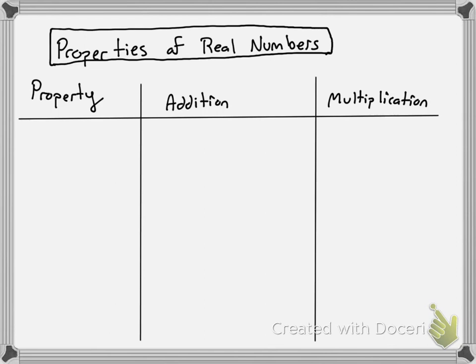Lastly, we're going to look at the properties of real numbers. So within the set of real numbers, there's certain properties that apply to them that will always hold true. The first property that we're going to look at is the closure property. So given real numbers a and b, if I add them together, their sum will also be a real number. Similarly, if I multiply real numbers a and b together, their product will also be a real number.